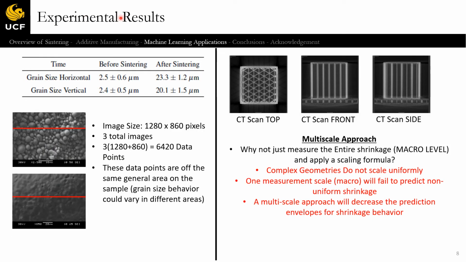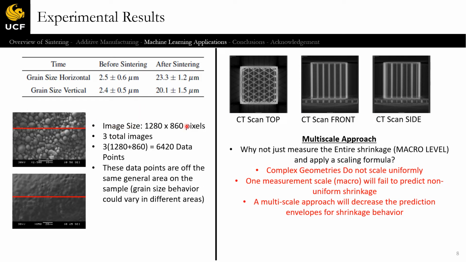Okay, let's go over some of the experimental results that we got from this work. This is from the print conducted on the Markforged Metal X of 17-4 PH stainless steel. We determined a grain size horizontal and grain size vertical of 2.5 and 2.4 prior to sintering, and 23.3 and 20.1 after sintering. So we can see more shrinkage occurred in the vertical direction. And the reason for that is because of gravity, the force caused by gravity, or also could be because of the layers and the method at which it prints. But we can see a discrepancy in the two values there.